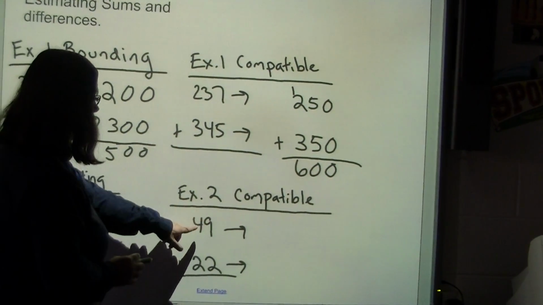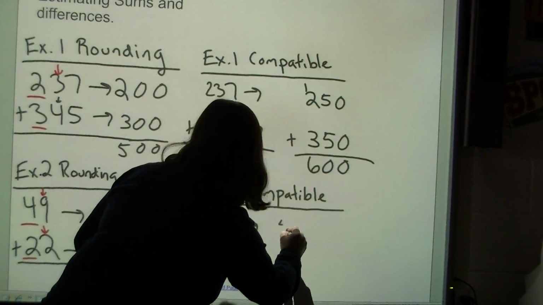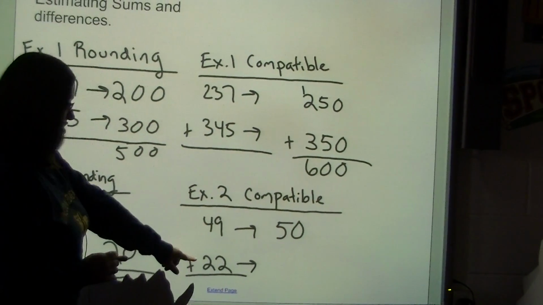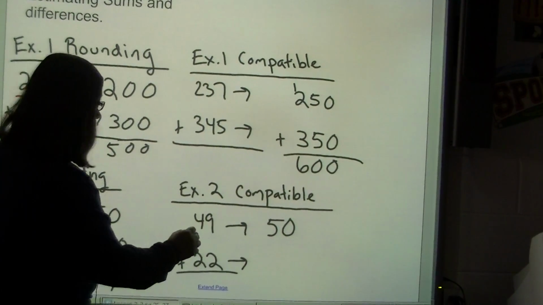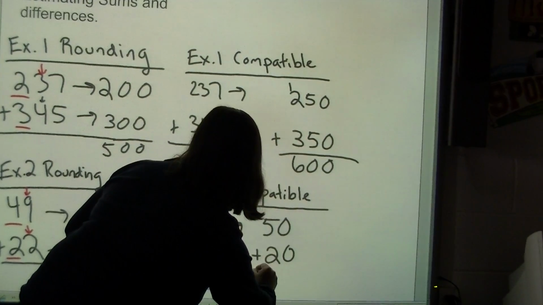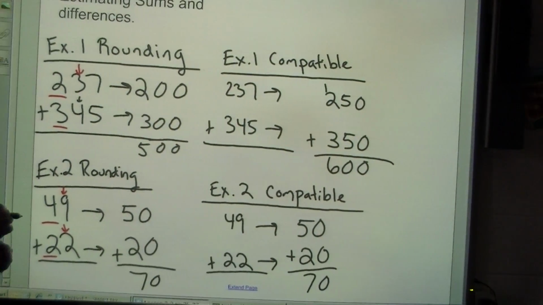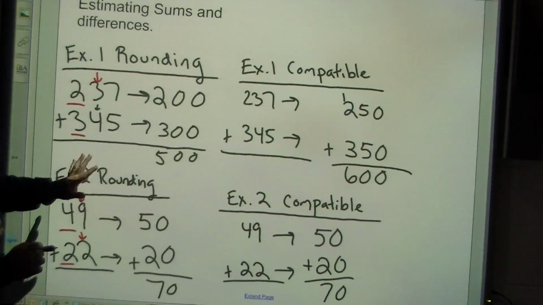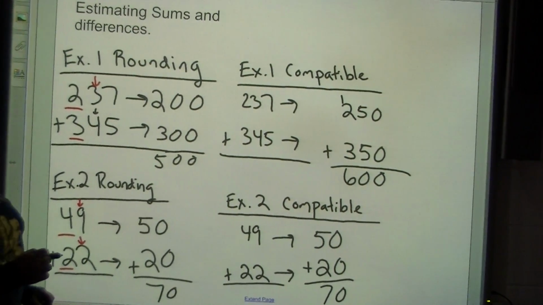Now we're going to go and do the same thing here, except now let's use compatible numbers, numbers that are easy. Well, what's 49 close to that's easy to add? 50. Good job. And then 22. Would we want to do 20 or 25? Either one you could choose. Let's do 20 because it's closer. And what's 50 plus 20? 70. Good job. Okay, now these are all whole numbers. We did rounding and compatible numbers. If you have any questions, take a minute and write them down.